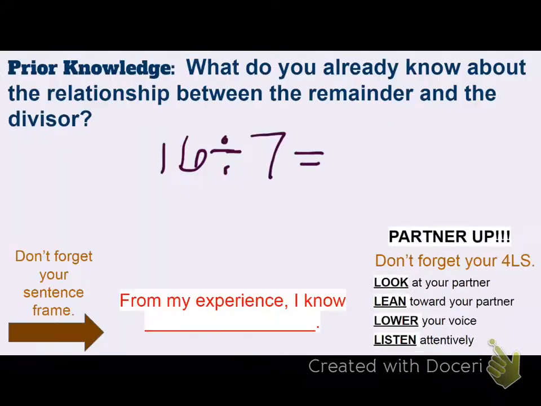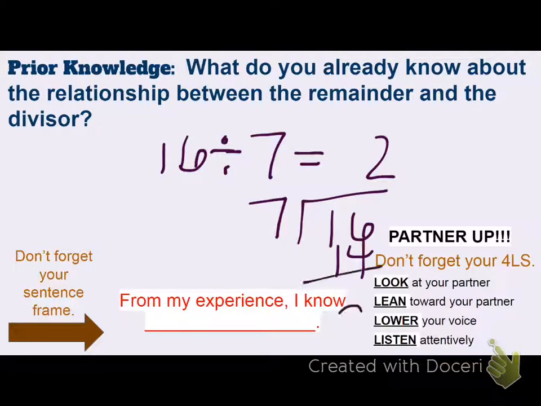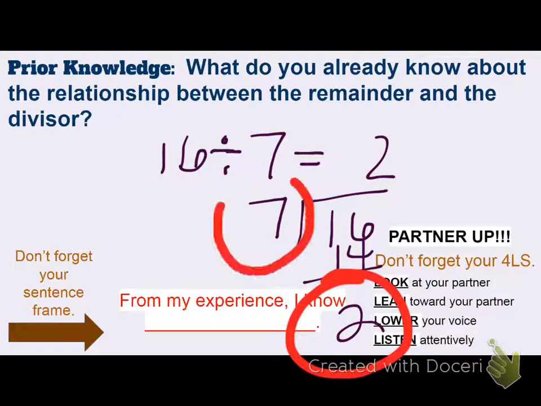life. What do you already know about the relationship between the remainder and the divisor? All right, what do you already know about the relationship between the remainder and the divisor? Well, I know that 7 will divide into 16 2 times, and there's actually 2 as a remainder. When I think about 2 as the remainder and 7 as the divisor, I know from my experience that the remainder has to be smaller than the divisor.